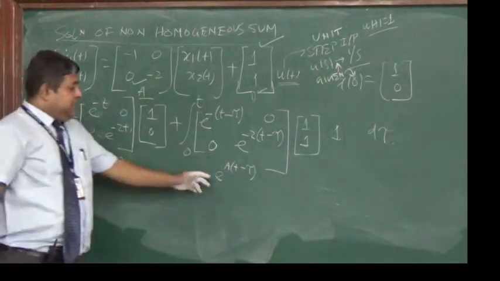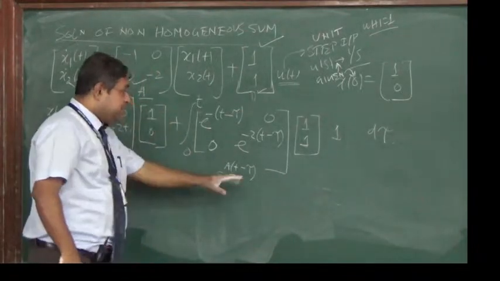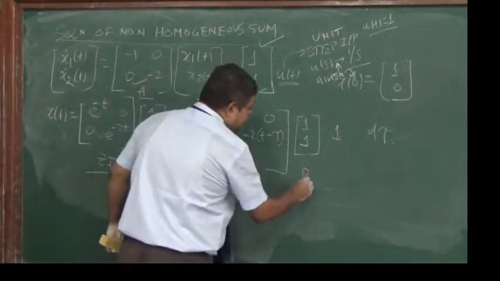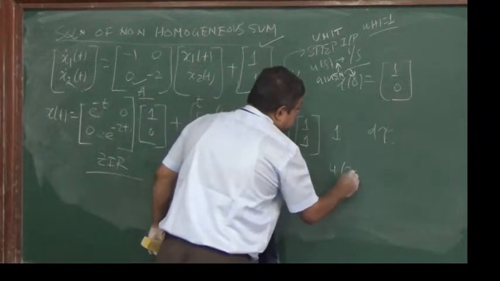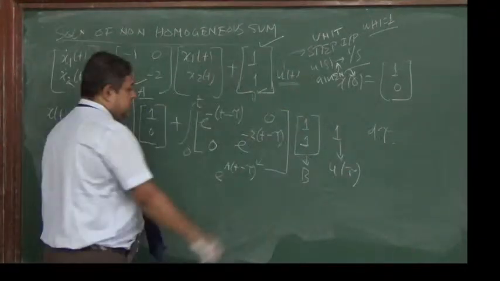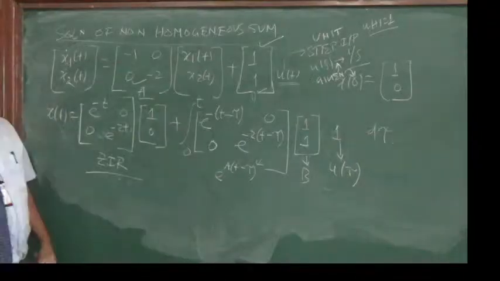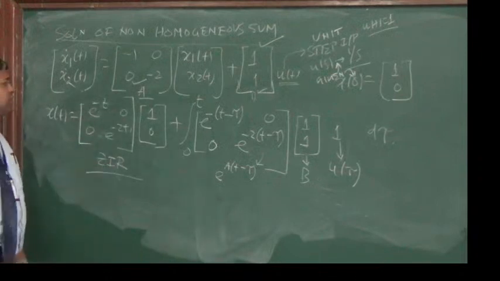So this is the first thing, e raised to A(t minus tau). Instead of t, just substitute time t minus tau. This is the B matrix, and this is u(tau), the amplitude, and this is B, and this is e raised to A(t minus tau), and d tau is there for integration. Okay. Now this thing we can solve very easily.